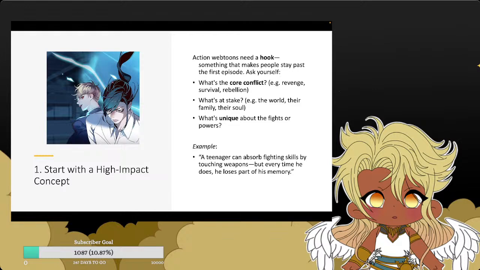Then you have to establish what's unique about the fights or the powers. This is something I find really interesting because it doesn't always have to be superpowers. It could be a bunch of other things. I think about TV shows like 007, where a lot of the interest came from the technology, the cool gadgets, the things that the agent was using.